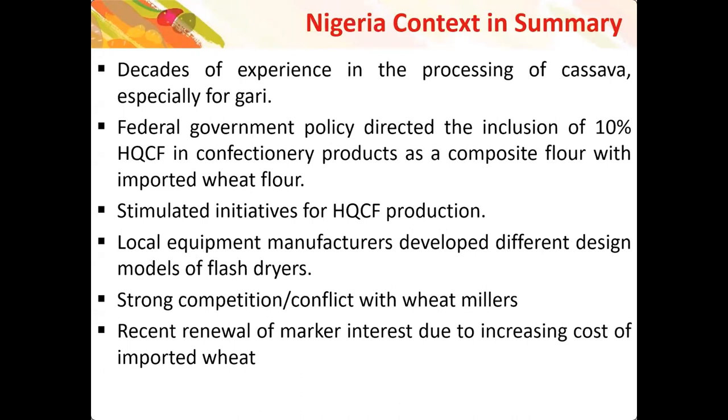Flash dryer being the most suitable drying system for such product as HQCF, it was widely adopted, and as a result, local equipment manufacturers were able to develop different design models of flash dryer. Thereafter, there was strong competition, even conflict, with wheat millers and the importance of wheat in Nigeria, being that Nigeria was known to be the leading country in Africa in the importation of wheat, considering the population of the country.